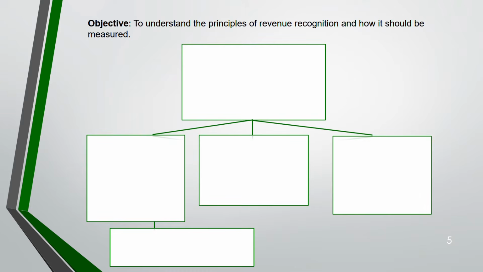So the main objective of this lecture is to understand the principles of revenue recognition and how it can be measured. Before I start, let me tell you 2 very important things about IFRS 15. First one, the good thing about IFRS 15, it did not change from your previous syllabus. Whatever I have taught before, in my SBR you must have seen, I've done IFRS 15. It is the same. There is no change in IFRS 15. Whatever is there, it's there.